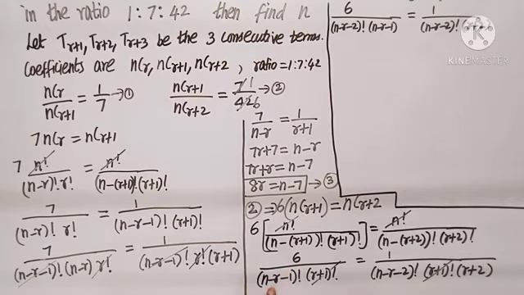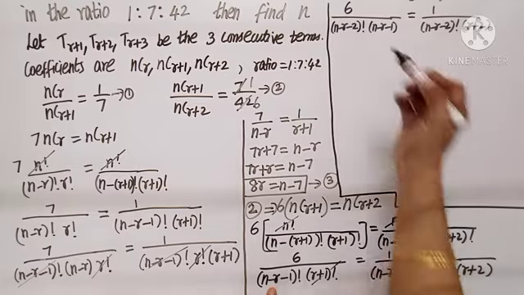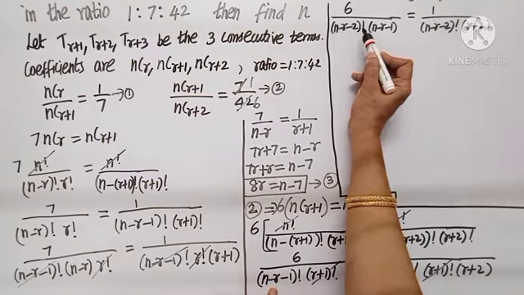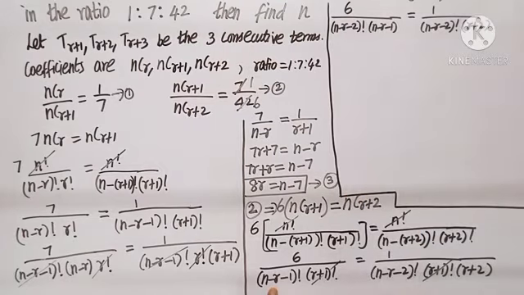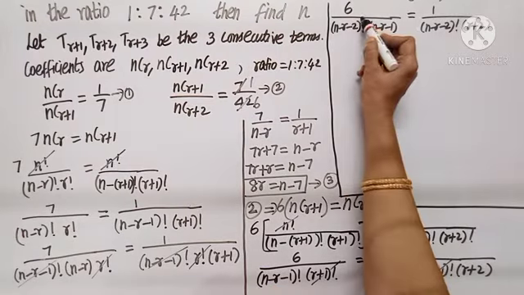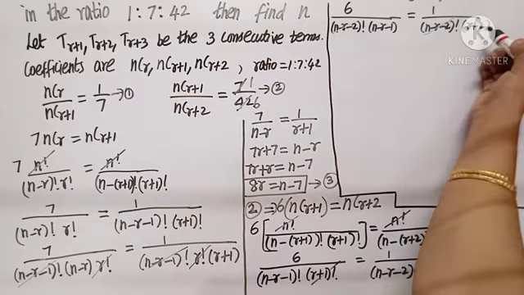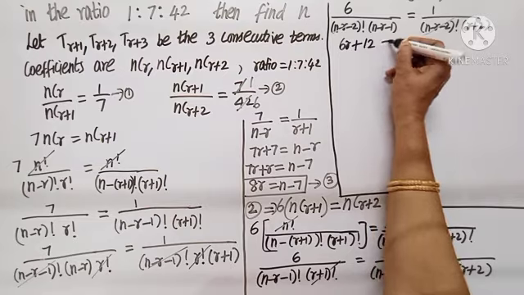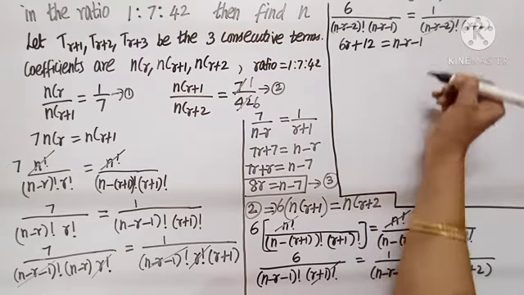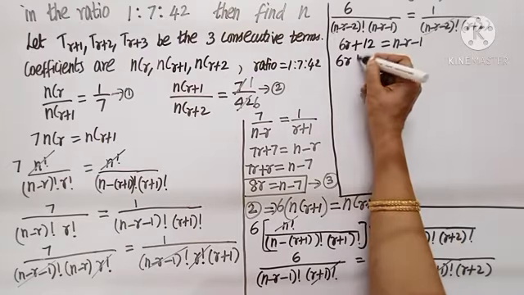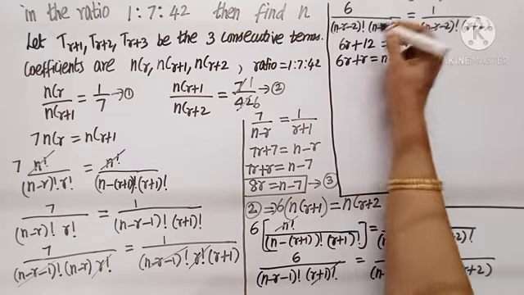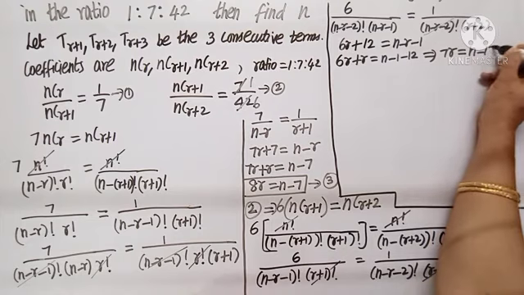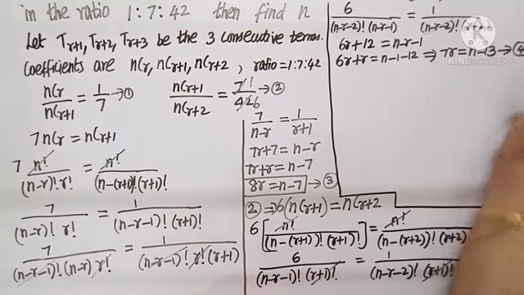6 by (n minus r minus 1) factorial, we write n minus r minus 2, previous number, (n minus r minus 2) factorial into (n minus r minus 1). This I can cancel with the RHS. Cross multiplying, 6 into r plus 6 into 2 equals n minus r minus 1, or 6r plus r equals n minus 1 minus 12. That is 7r equals n minus 13. Call it as number 4.